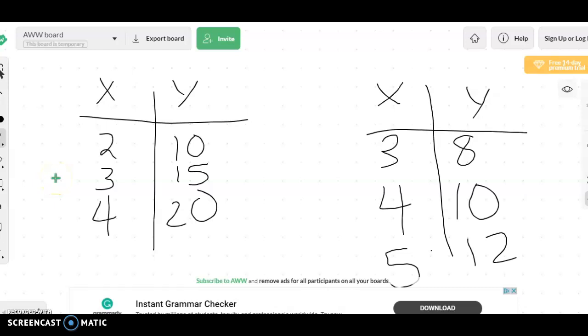Hi, today I'm going to tell you guys about proportional versus non-proportional relationships. So first we're going to look at this example here. X is 2, 3, and 4, Y is 10, 15, and 20.